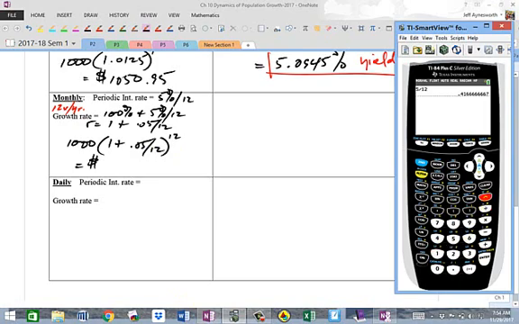All right, and raise it to the 12th power. And we should get a little bit more than the previous one, in which we do. All right, we get $1,051.16.